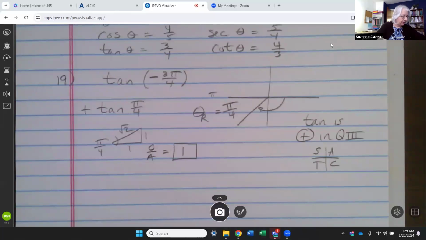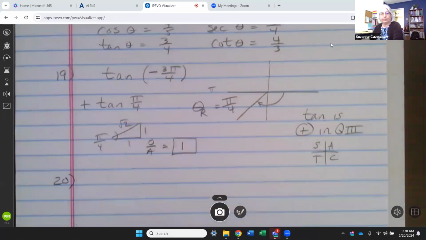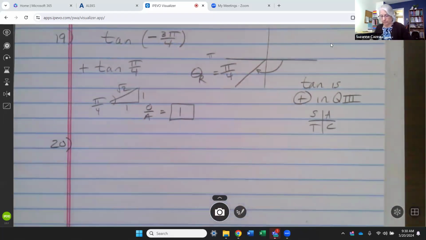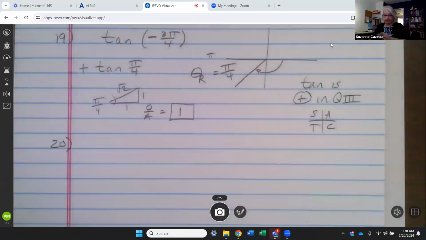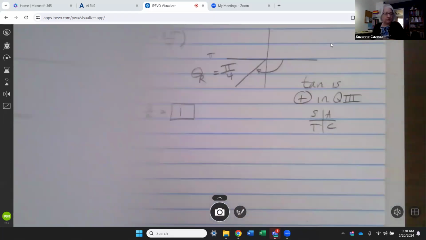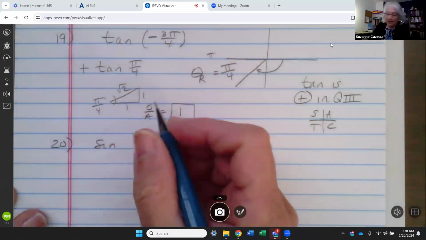Oh, I got so many papers here. Okay, number 20. It says find the exact value of sine of 2 pi over 3. And that's all they want. They don't want anything else. Okay. Sine of 2 pi over 3.